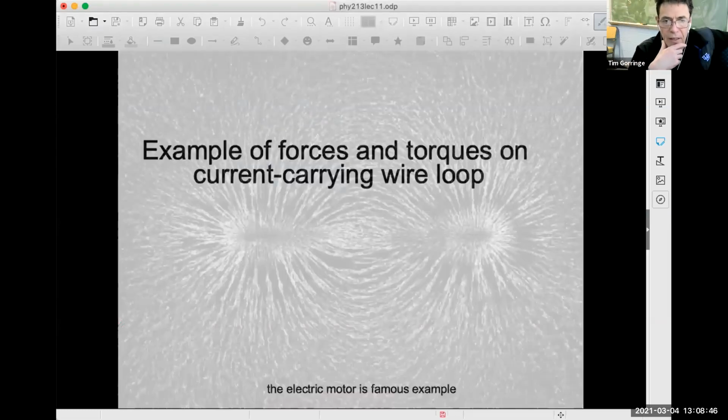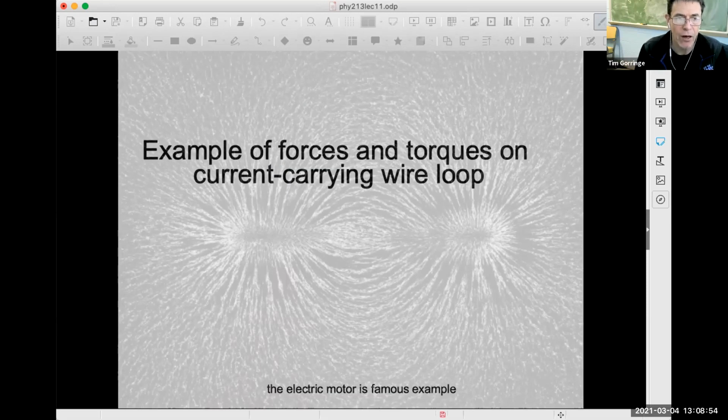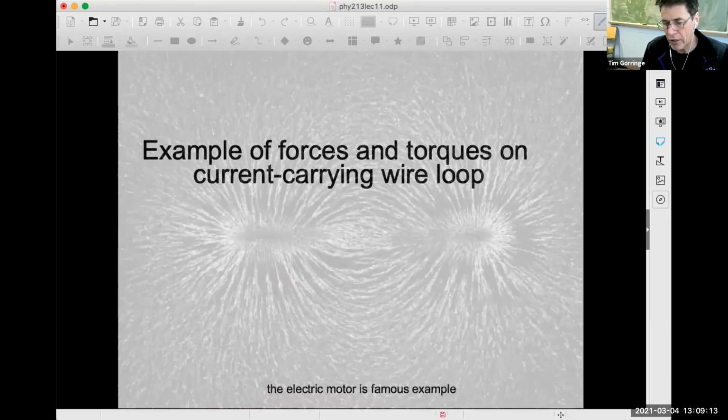So next topic is example of forces and torques on a loop of wire. So that was a straight wire. Now I'm going to talk about a loop of wire. And like we got an interesting formula for a straight wire in a magnetic field, we're going to get an interesting conclusion equation for a current loop in a magnetic field.